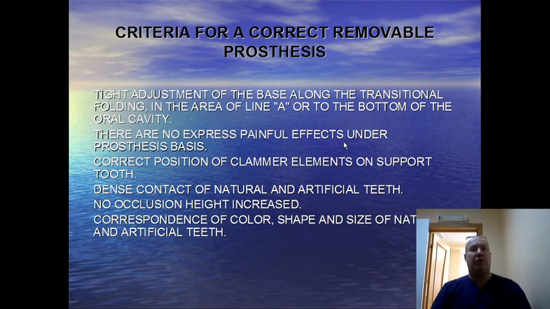Criteria for correct removable prostheses. Tight adjustment of the base along the transitional fold, in the area of line A, or to the bottom of the oral cavity. Also, there are no expressed painful effects under the prosthesis base. And correct position of clasp elements on the support tooth, on the abutment tooth. Dense contact of natural and artificial teeth. No occlusion height increase, and correspondence of color, shape, and size of natural and artificial teeth.